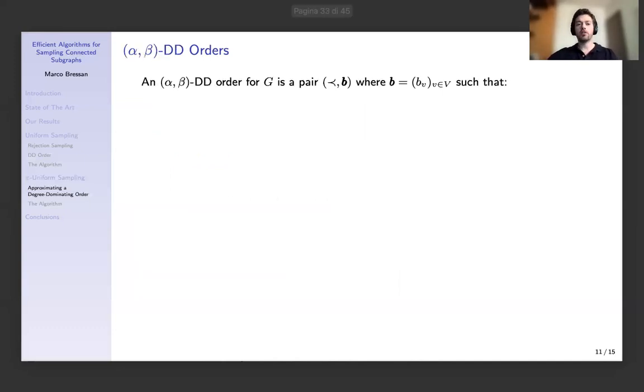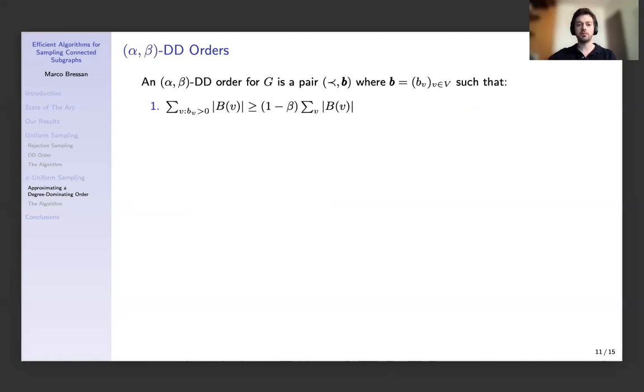Okay, so how do we do? Well, first we introduce a suitable notion of approximation of a degree dominating order, which I call an alpha beta degree dominating order. This is actually a pair formed by an ordering over the vertices of G and a vector of bucket size estimates. These must satisfy four properties.